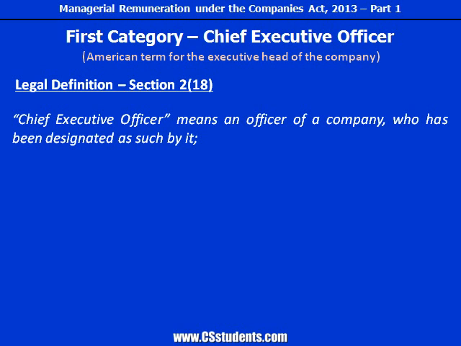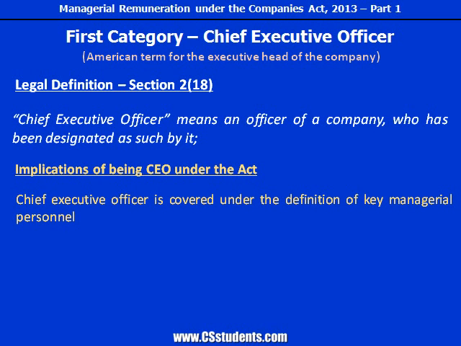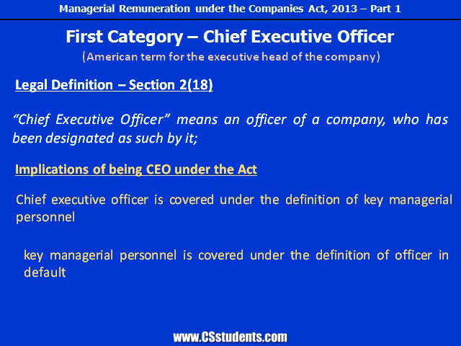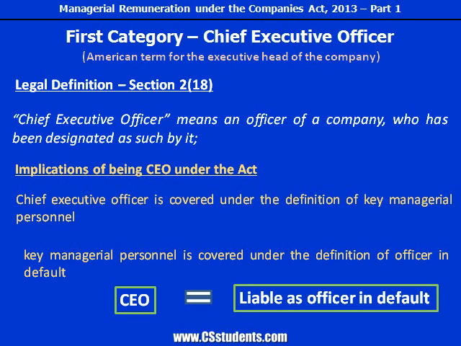So it's a very open-ended definition. The definition only provides that, if the company has designated one of its officers as Chief Executive Officer, the law will also deem that person as Chief Executive Officer. One quick implication of being a Chief Executive Officer is that person would become the key managerial personnel, as per the definition given in the Companies Act. And the position of key managerial personnel is covered under the definition of officer in default. Generally, the officer in default is a person who shall be liable for fine and penalty if company violates any provision of the Companies Act. So, if there is a Chief Executive Officer, he becomes officer in default and shall be liable to face action for any violations by the company.